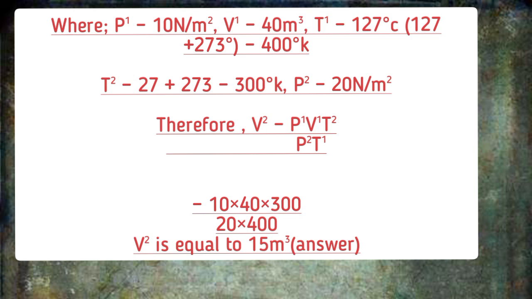This is very simple, only if you understand the degree centigrade part, converting it to Kelvin at first before you start solving your equation or your problems. So take note of converting degree centigrade to Kelvin. You have to add 273 to the value to convert it to Kelvin.